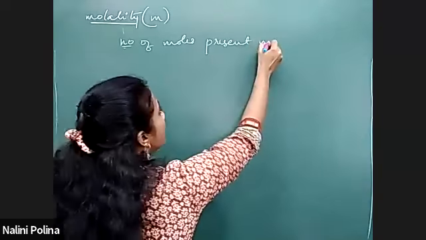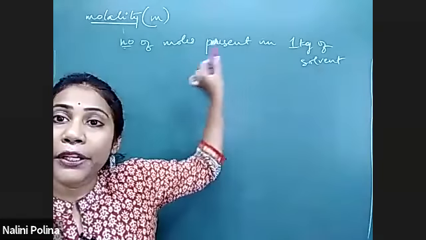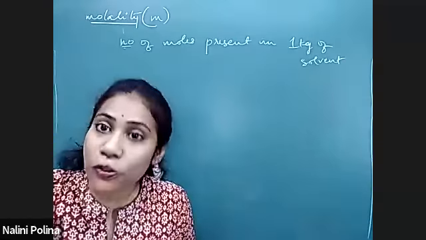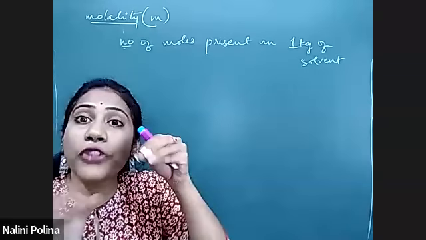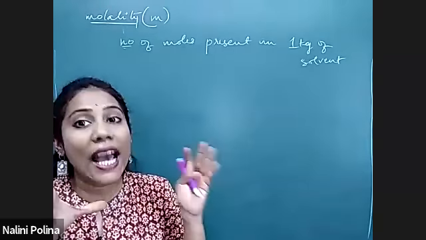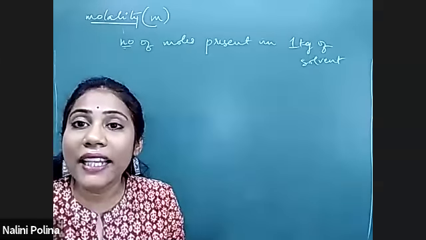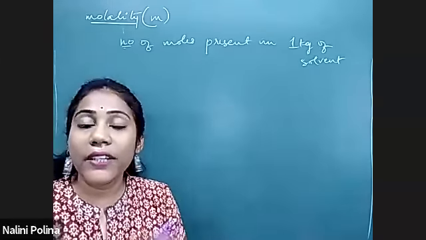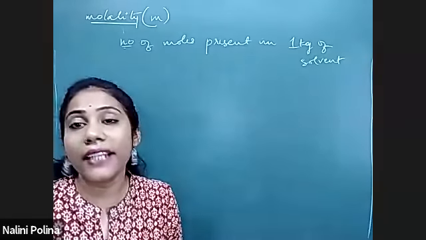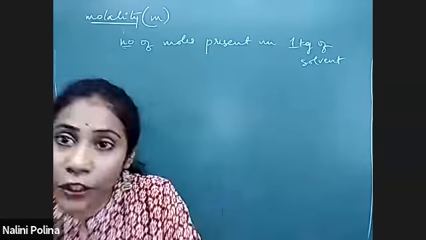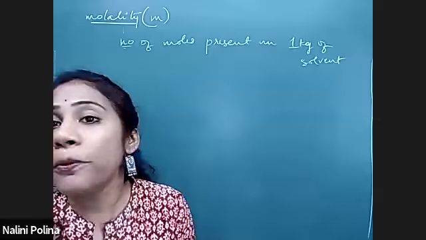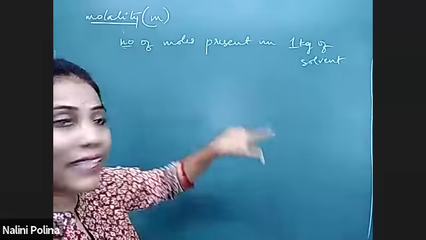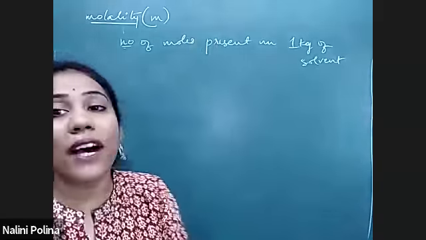In case of molarity, it is the number of moles present in 1 liter of solution. If the total amount of solution is 1 liter, how much solute is in it, that is molarity. But in case of molality, it is 1 kg of solvent. We are considering the mass of the solvent as 1 kg. In that, how much solute is there, to express that we use molality. So molality is the number of moles present in 1 kg of solvent.